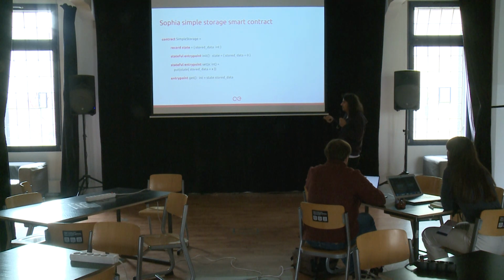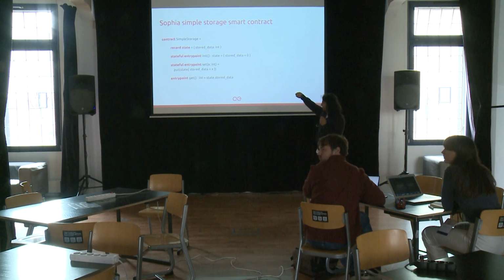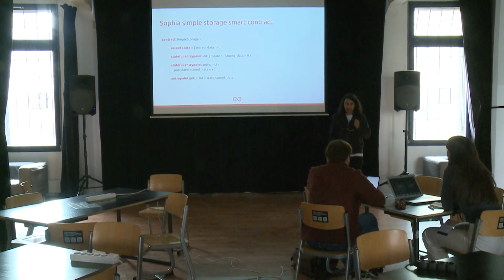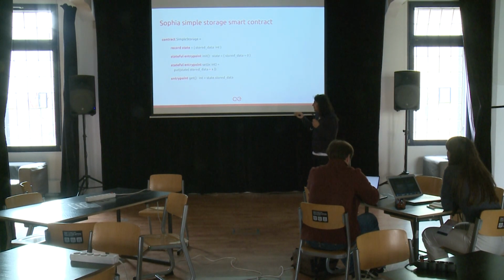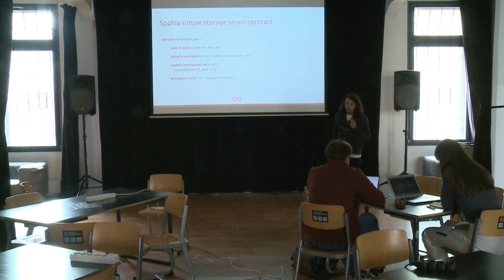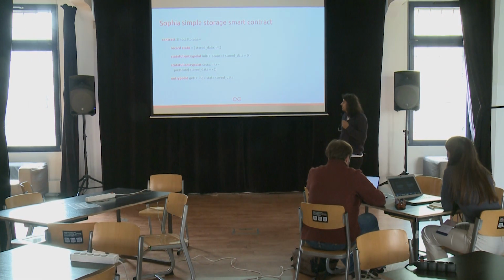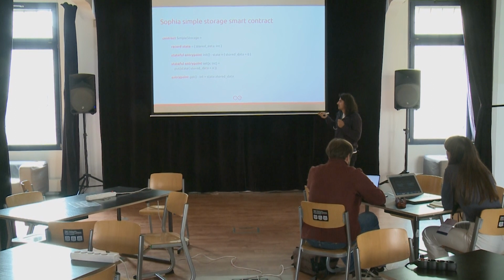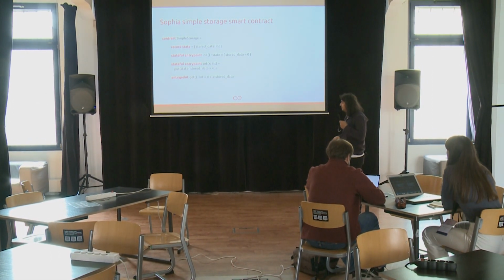We have this record state, which is the mutable state of our smart contract, which we'll be talking about a bit later in detail. Also we have here the init function, which is our constructor. We initialize the initial state of the smart contract and it's called only once while we deploy the contract. So initially our contract is storing the value of zero in its state, and we have two more functions which are allowing us to set and get the value of the smart contract state.